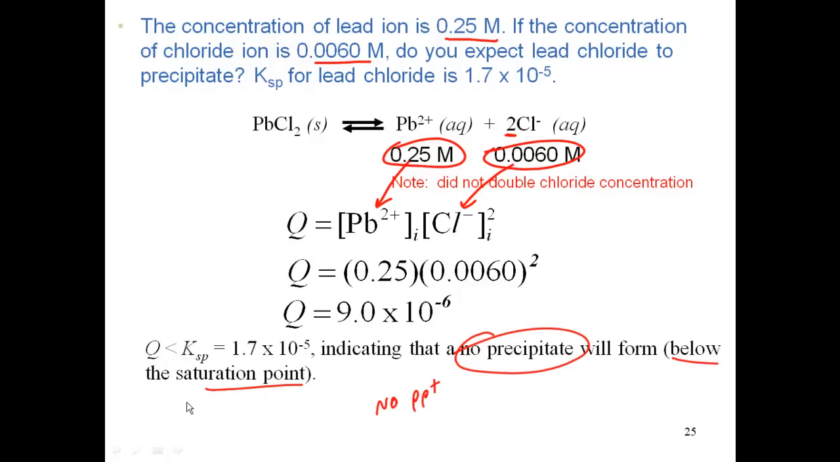If you did double that chloride concentration, you would get the opposite answer, which is the wrong answer. So it's an important concept to realize when you double the concentration and when you don't double it.